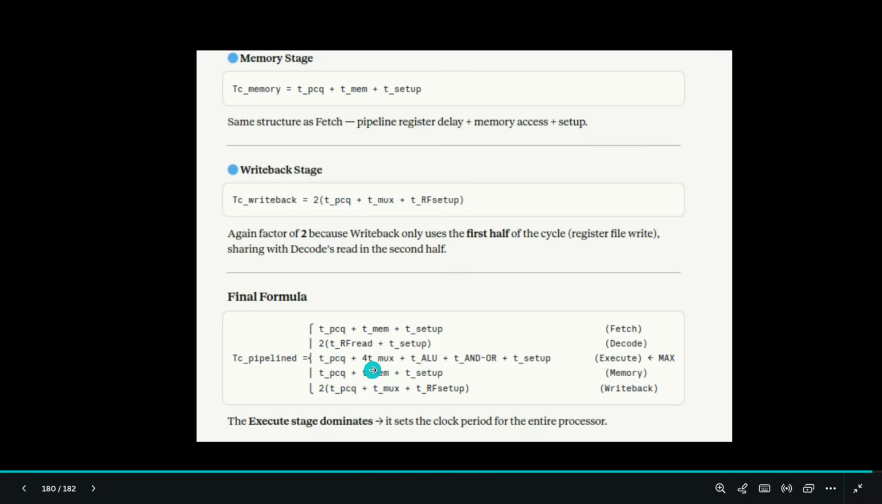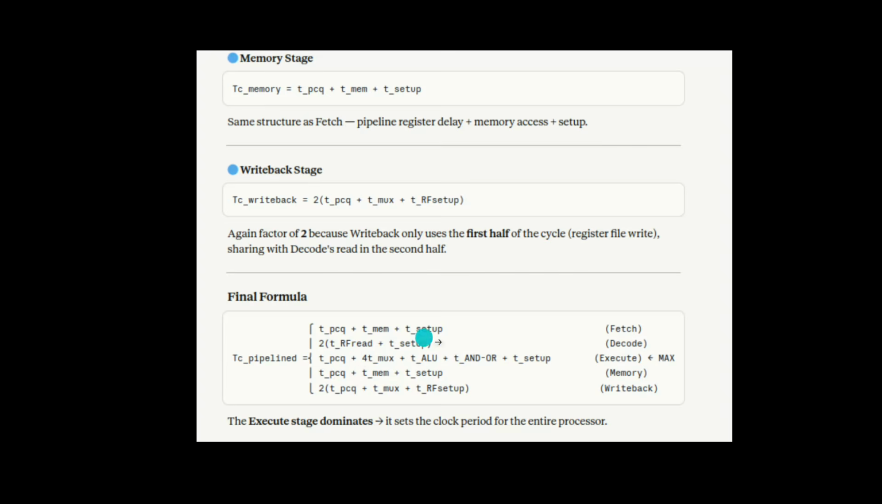Okay, but here the RF read is there. First we read from the register file, then T setup. Here is RF setup, T mux, and TPCQ. The longest part is the execute stage, which contains T setup, AND OR logic, ALU, four multiplexers, and TPCQ also. So PCQ is there everywhere except the decode. That you have to understand.